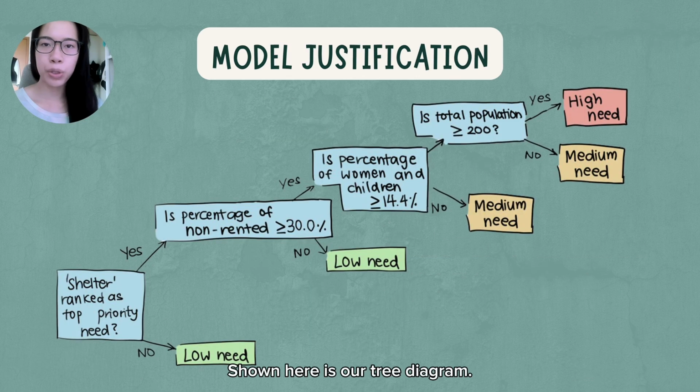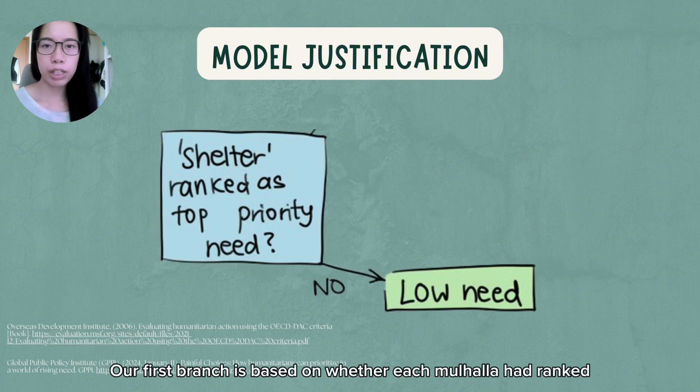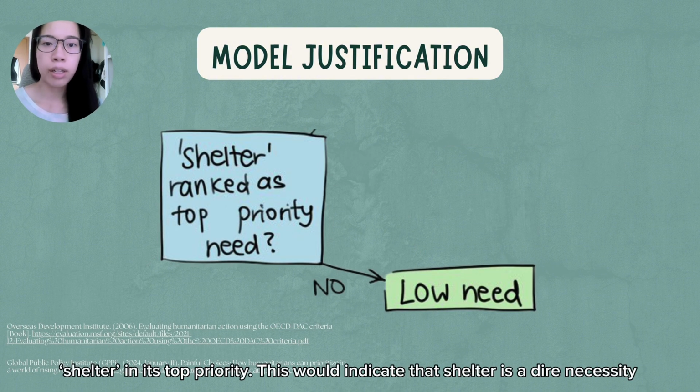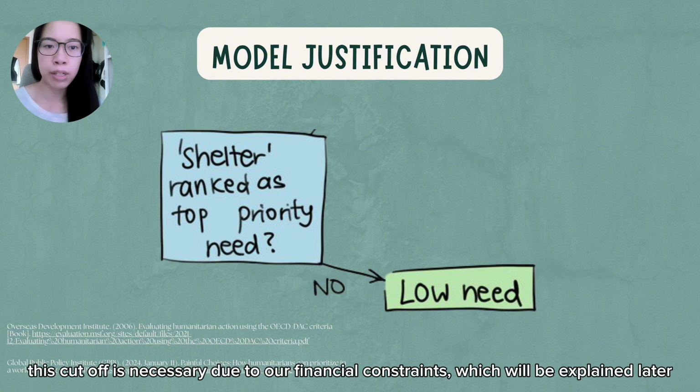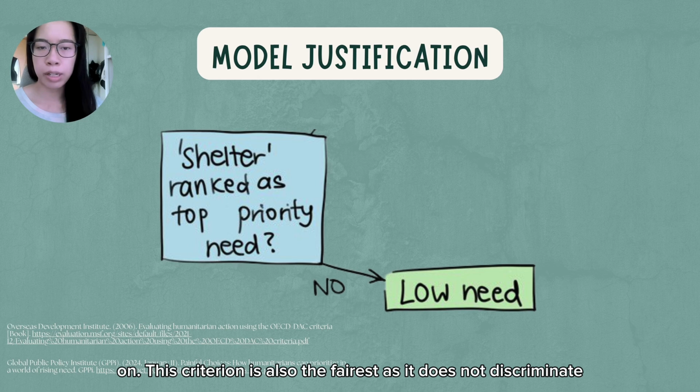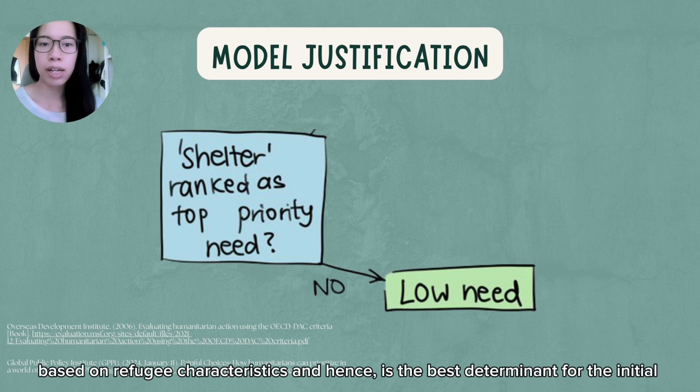Shown here is our tree diagram. Our first branch is based on whether each muhala had ranked shelter in its top priority. This would indicate that shelter is a dire necessity and hence determine the areas to be covered by humanitarian action. Although strict, this cutoff is necessary due to our financial constraints, which will be explained later on. This criterion is also the fairest as it does not discriminate based on refugee characteristics and hence is the best determinant for the initial categorization.